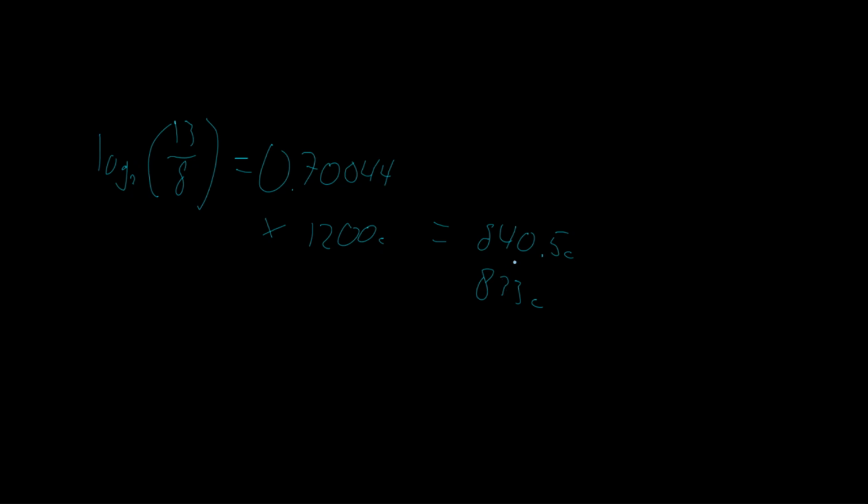So if we subtract those, we'll see that our approximation that we chose, our 13 on 8, is 7.5 cents away. So 840.5 minus 833 is 7.5 cents. And so that's 7.5 hundredths of a semitone, or about a 13th of a regular equal temperament semitone. And so it's not a bad approximation. So you could say that 833 cents could be used as an approximation of 13 on 8.